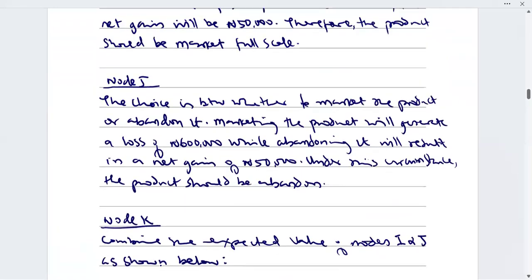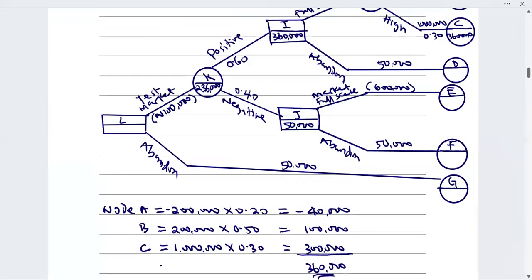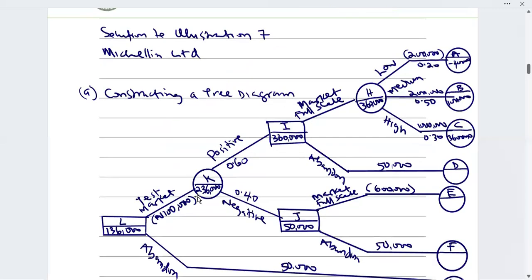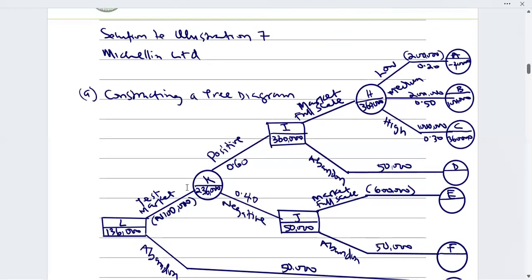So I will then come there and put 136,000 naira. That's the end of the question. You can see, that's how to draw a tree diagram. So let me know if you have any question on this, so that we can move to decision analysis. Yes, talk to me.